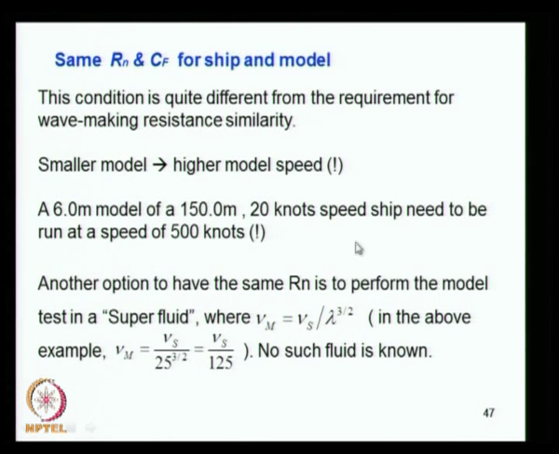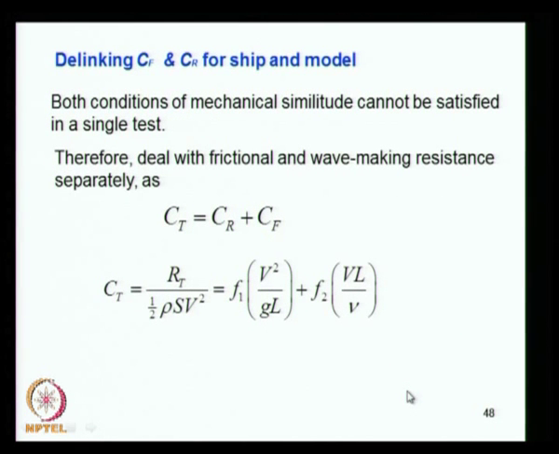So what it implies is that these two options, running the model at very high speed or testing the model in a superfluid, are practically not feasible, and hence meeting of Reynolds number between ship and model is not possible. So both the conditions of mechanical similarity cannot be satisfied in a single test.